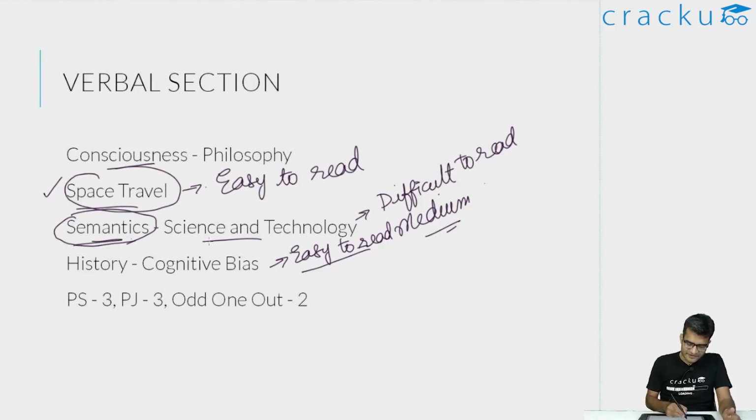The second one I attempted was semantics and science and technology, which I thought was easy, but it was actually fairly difficult. And normally what I do is, after I finish 2 reading comprehension passages, I try to take a break and attempt some of the verbal ability questions. Because for me, solving a reading comprehension is a very intensive process. I have to be completely present. My mind has to be completely focused on the reading comprehension. So after 2 RCs, I normally take a break and I try to solve 2 or 3 questions in verbal ability.